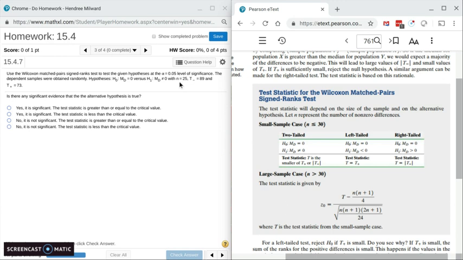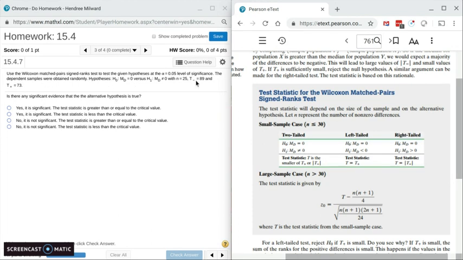Now notice the N is 25, which is the small sample case situation. So we need to find both the test statistic and the critical value. And the test statistic is going to be determined by whether we have two-tailed, left-tailed, or right-tailed. You can see our null hypothesis and alternate hypothesis are structured as a two-tailed test. So the test statistic is just going to be the smaller of T positive or the absolute value of T negative.